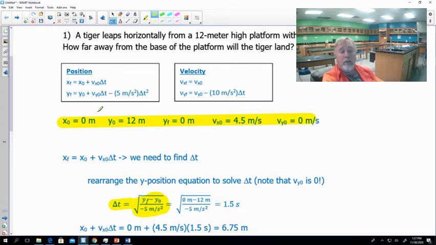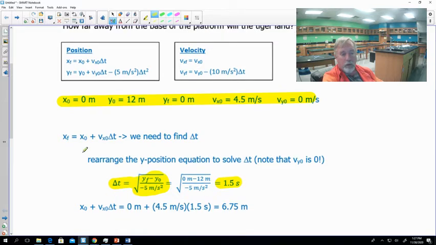We can find delta t from that equation, which we did. We found out that was 1.5 seconds. And so once we know that we have our delta t of 1.5 seconds, we can go back to our original equation and just simply plug in that 1.5 seconds for our delta t, and we can find out our final distance, 6.75 meters. You're going to see this pattern over and over again, so I can't stress that enough.